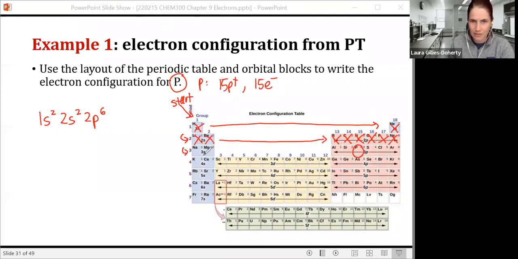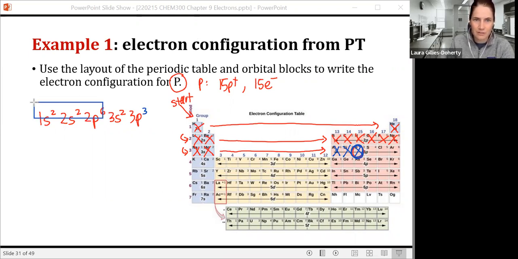We're in row 3, so this is 3s. We're going to fill that. 1, 2, go across, and now we're in the 3p block. And we need to add 1, 2, 3 electrons there to get to phosphorus, our target. This is phosphorus, so we had to add 1, 2, 3 electrons to the 3p block. Now we have the electron configuration for phosphorus.